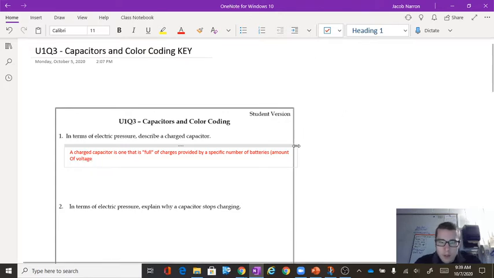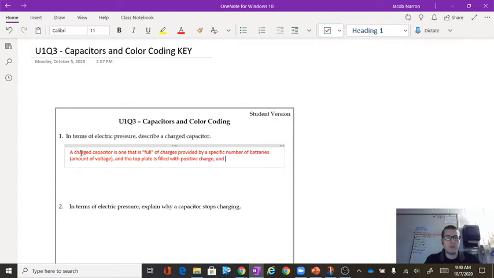Okay, there we go. So that's really what it is. A charged capacitor is one that is full of charges provided by a specific number of batteries, amount of voltage, I think is what I tried to say. And the top plate, it's usually the top, but it doesn't have to be, is filled with positive charge, and the bottom plate has an absence of positive charge.